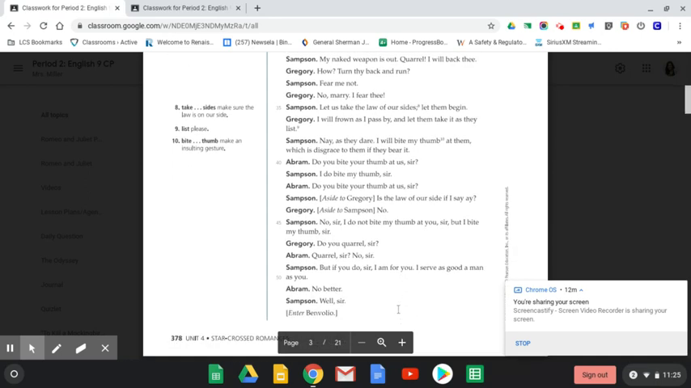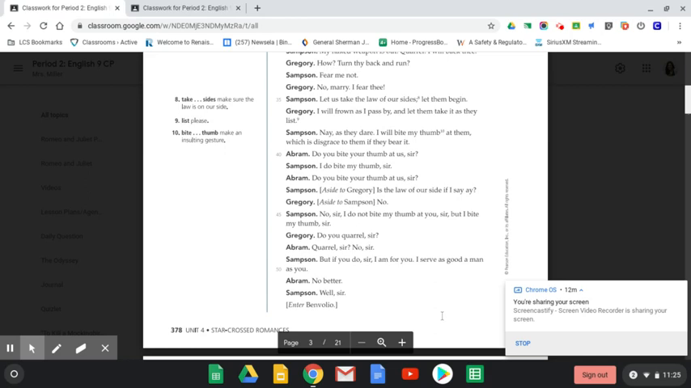"No better?" "Well, sir." So here they're going to kind of start a fight. We've got Samson and Gregory, and they're biting their thumb, which is a very nasty insult to do to someone that could start a fight. But they don't want to get in trouble, so they're trying to get the other side angered so that they start the fight.